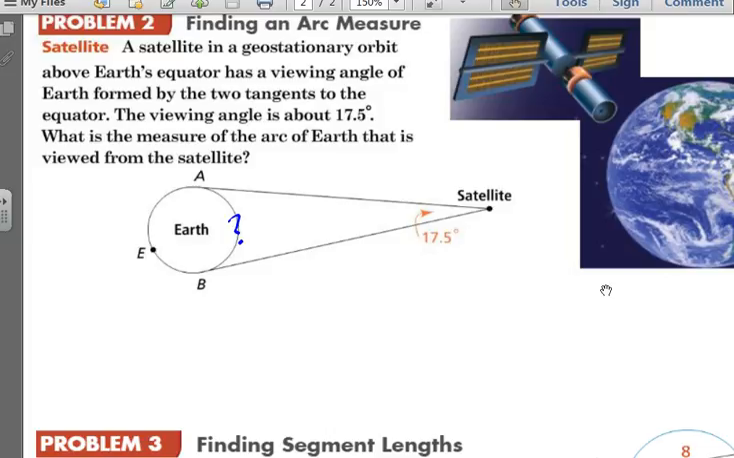So, how are we going to figure this out? What do you think, Brian? Wouldn't this be 108? No, are we doing the measure of the what? We're doing the arc, so the viewing angle is 17.5 degrees. What's the measure of the arc of the Earth that's viewed? Oh, never mind.